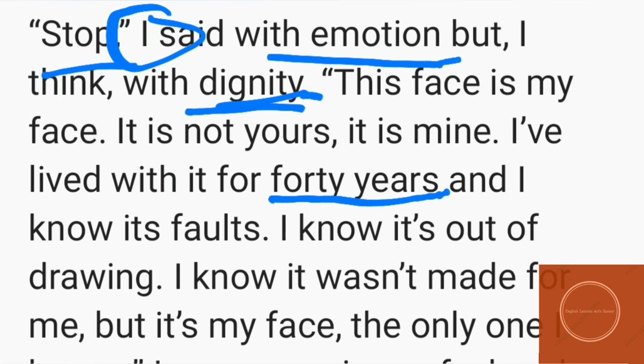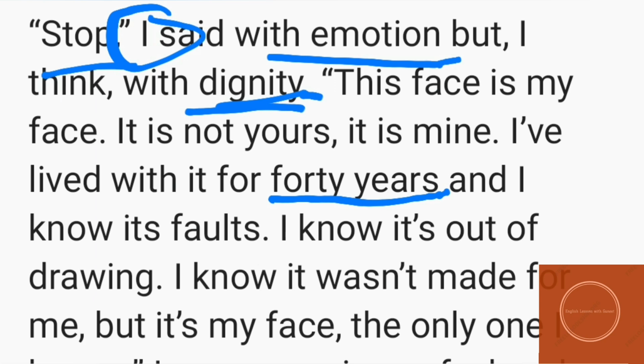Means I know the problems that are there with my face, and you do not need to tell me what the problems are. I know it's out of drawing. He says, yeah, I know that there are problems with my face. It is out of drawing. It's not so attractive, but still, it is my face, and I know its faults. I know it wasn't made for me, but it's my face, the only one I have.